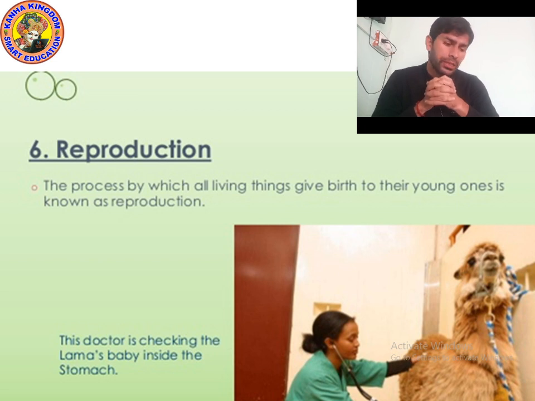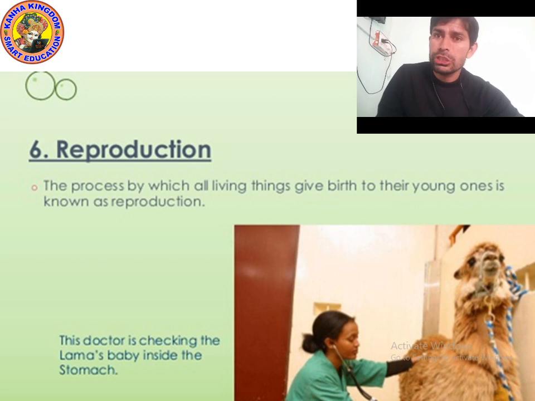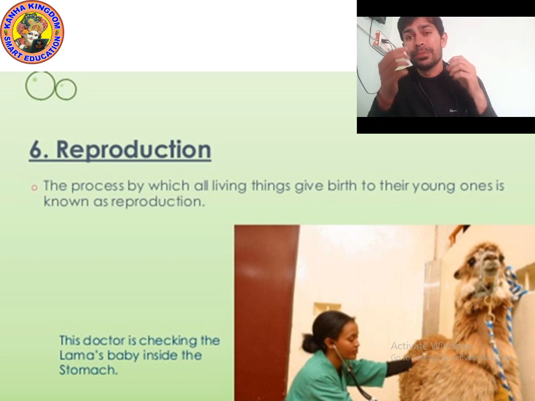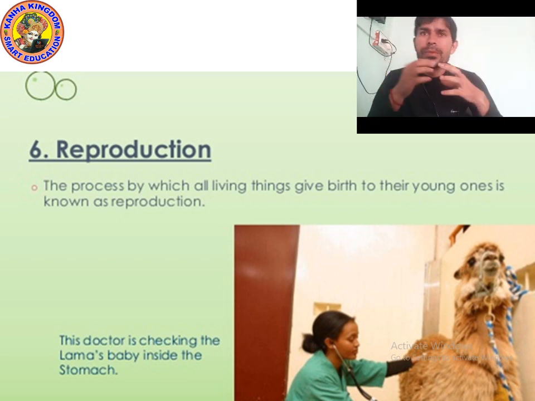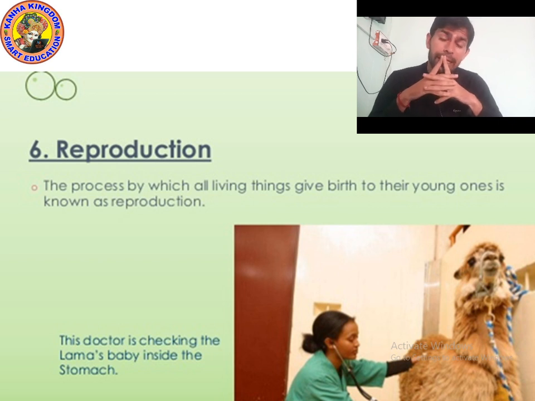And animals also reproduce in many ways. If we talk about the hen, the baby of the hen is known as a chicken. The hen gives birth to a chicken through the egg. The egg gives birth to the chicken.